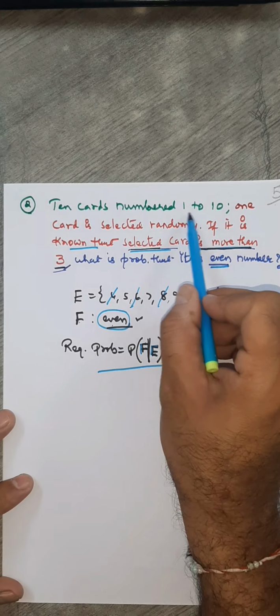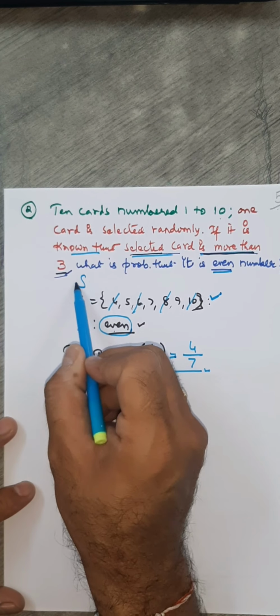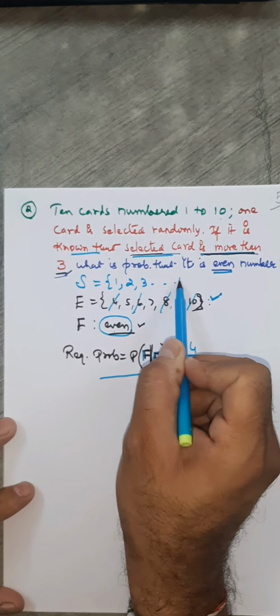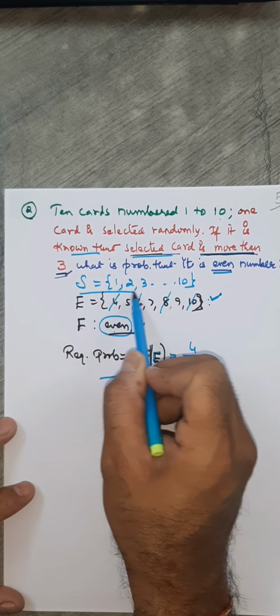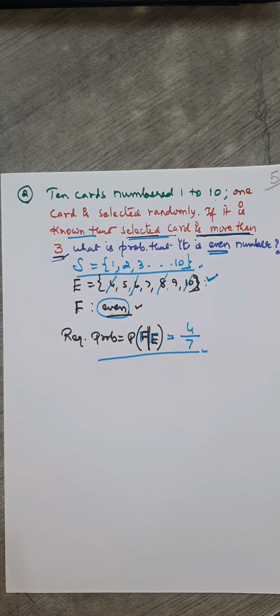So there is no role of your 1 to 10. Remember, the main sample space is this 1, 2, 3 up to 10. That I have not used. We have used mainly this. I hope now this is clear to you.